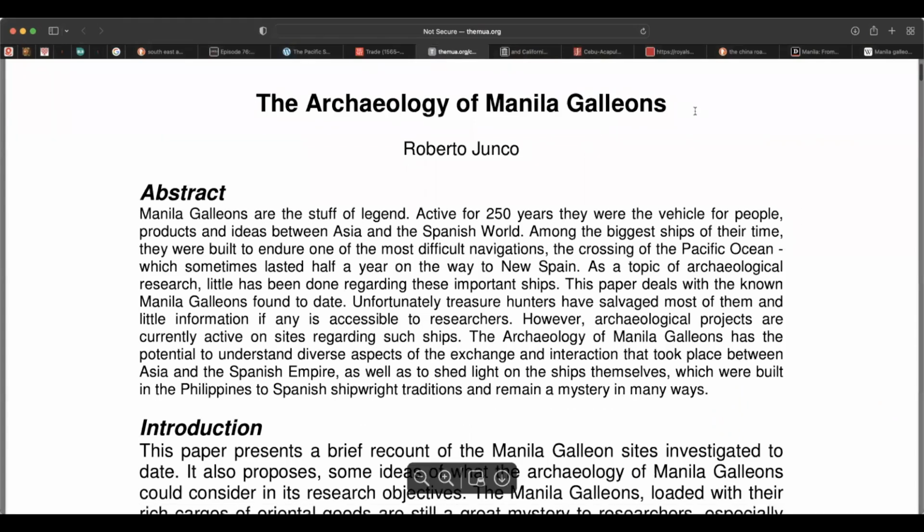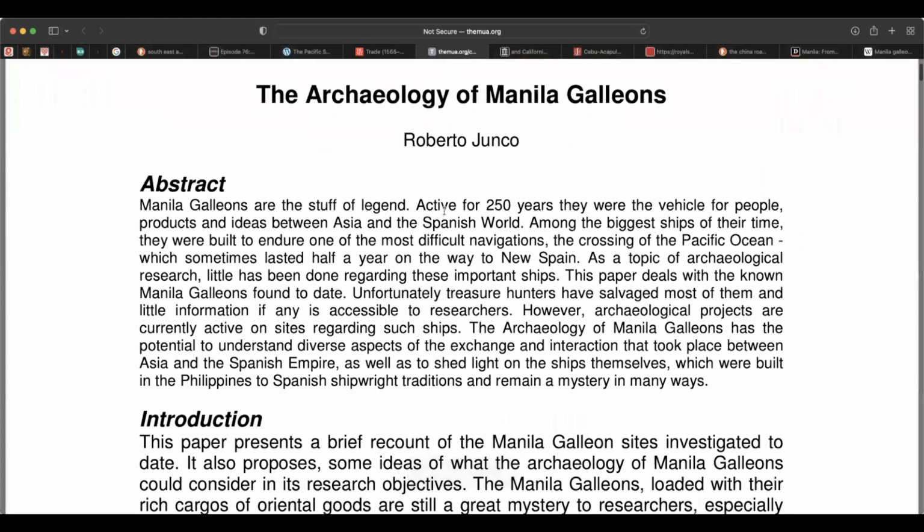The archaeology of Manila galleons. Manila galleons are the stuff of legend. Active for 250 years, they were the vehicle for people, products, and ideas between Asia and Spanish world. Among the biggest ships of their time, they were built to endure one of the most difficult navigations, the crossing of the Pacific Ocean, which sometimes lasted half a year, right? 6 months in the ocean.